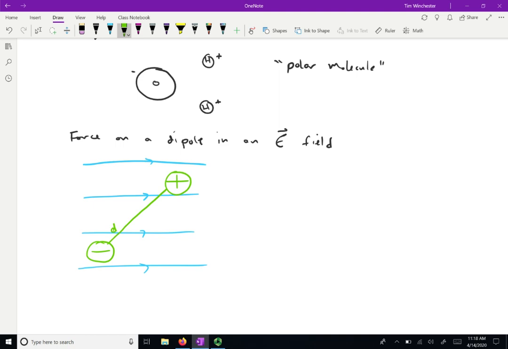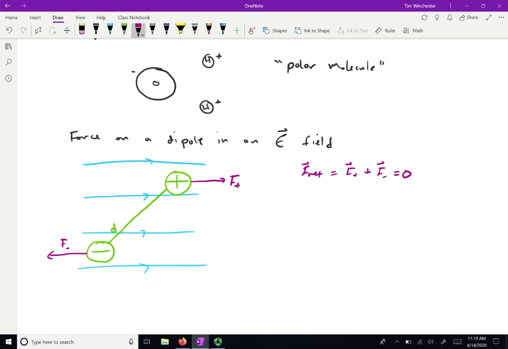If I want to consider the force on these, the force will just be in the same direction as the electric field for the positive charge. So there's going to be a force on the positive charge like this. For the negative charge, it'll be the opposite direction, so there will be a force on the negative charge to the left. Notice those two forces are equal and opposite because the charges are equal and opposite. So the net force is going to be F plus F minus, which is just 0. So there's no net force on this dipole.